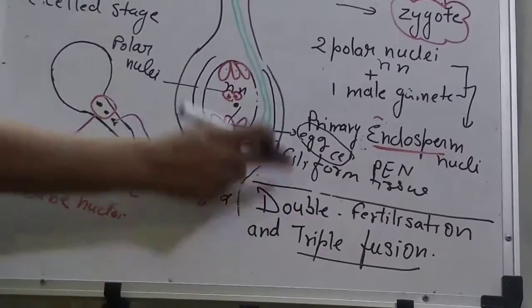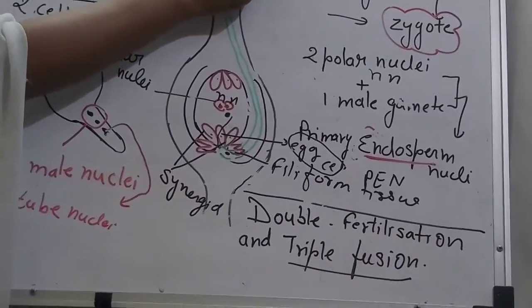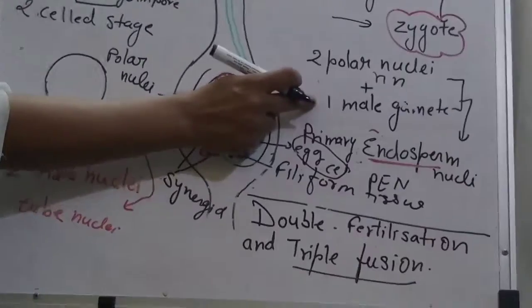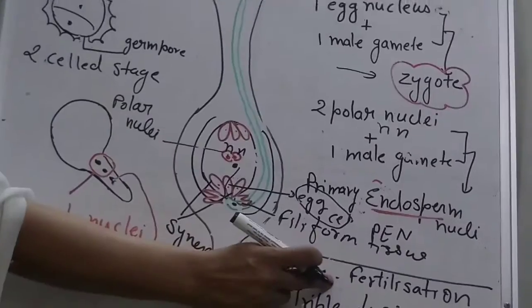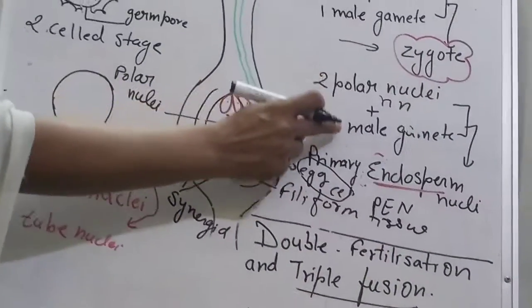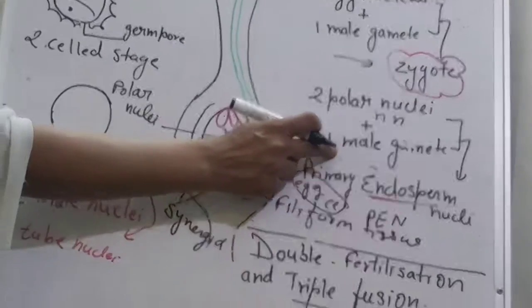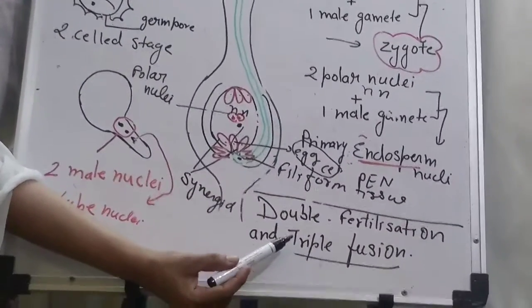Double fertilization means one male gamete fuses with the egg nucleus, and another male gamete fuses with the two polar nuclei. This is called double fertilization. Triple fusion: when the two polar nuclei fuse with one male gamete, they will produce the endosperm. So this is called triple fusion.